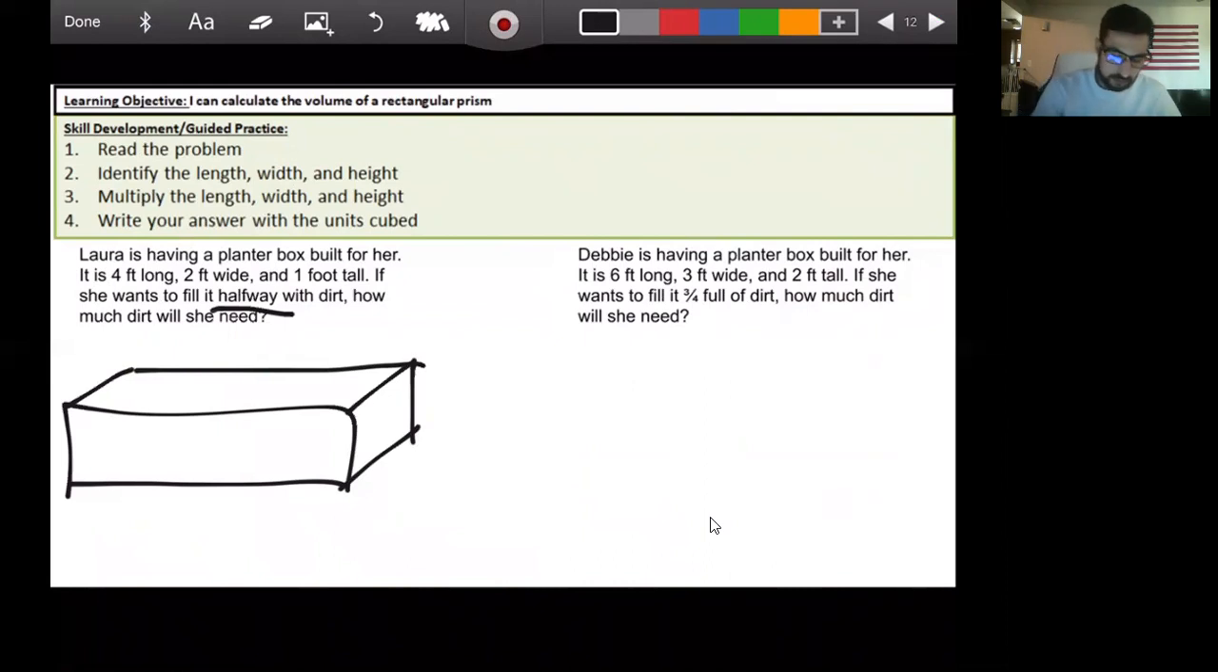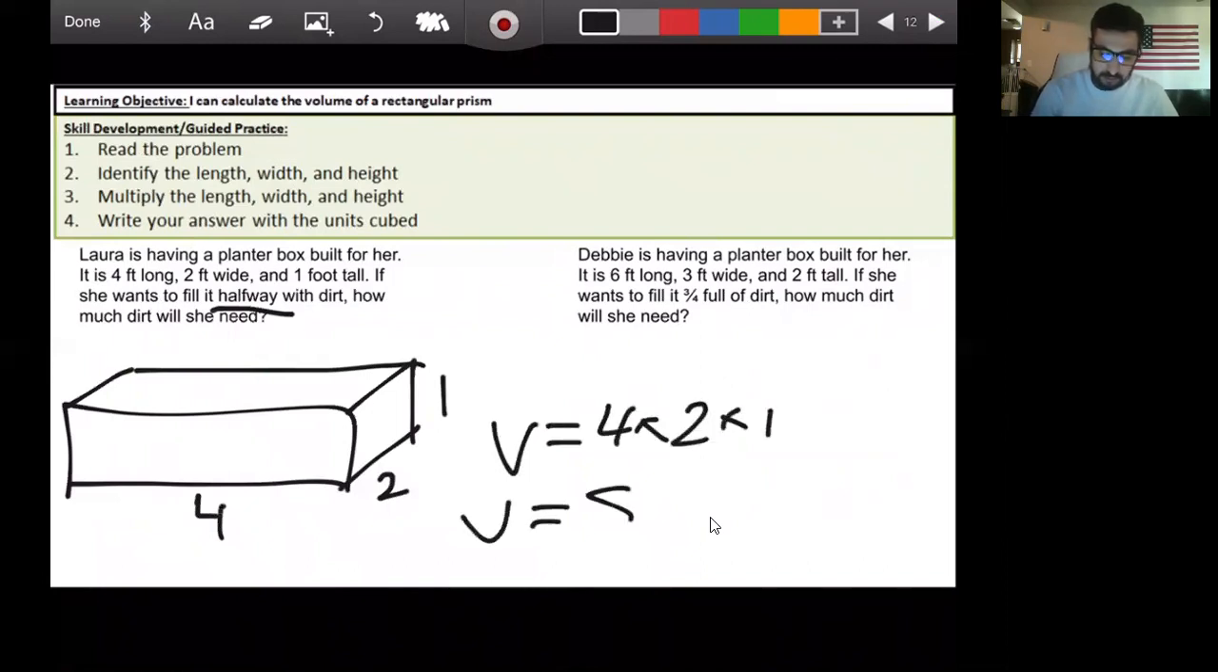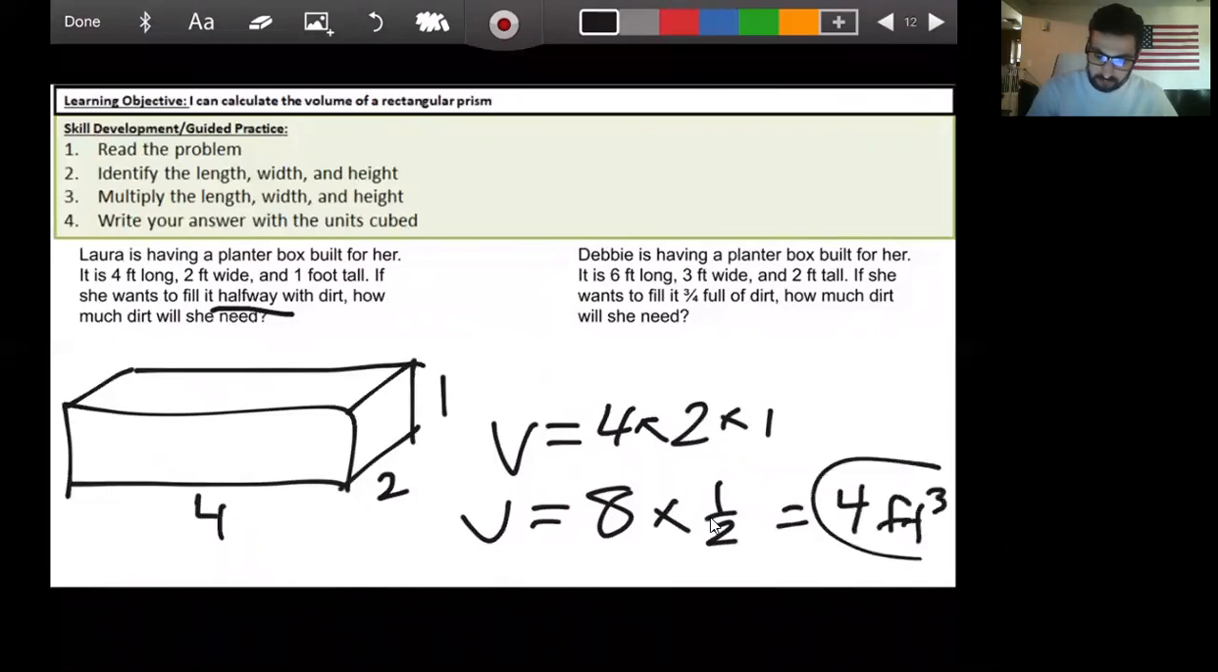I'm still going to go and solve my volume normally. So I know it's a 4 by 2 by 1. So my volume is equal to 4 times 2 times 1. My volume of this whole entire thing is 8. So the volume of the whole entire planter box would be 8 cubic feet. However, I want half of this. I don't want the whole thing, I want half. So I'm then going to multiply this times 1/2 to get a volume of 4 feet cubed. My volume would be 4 feet cubed.